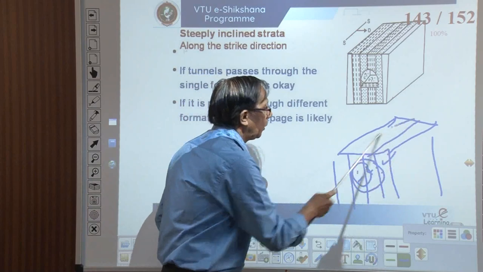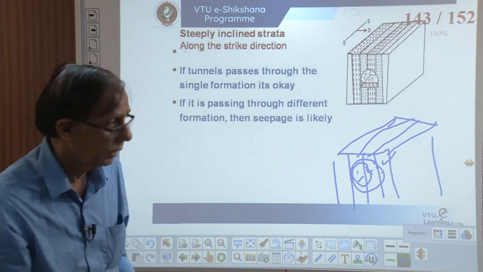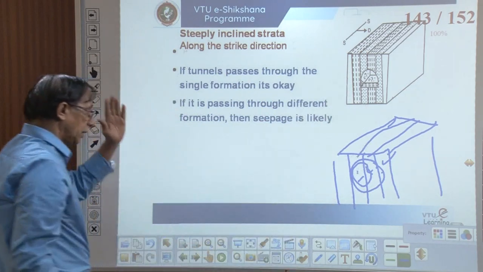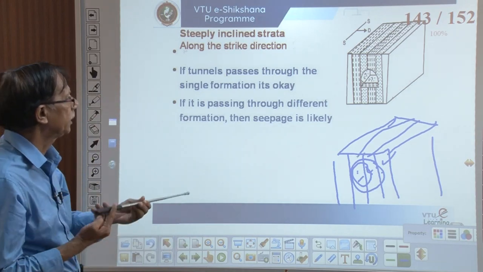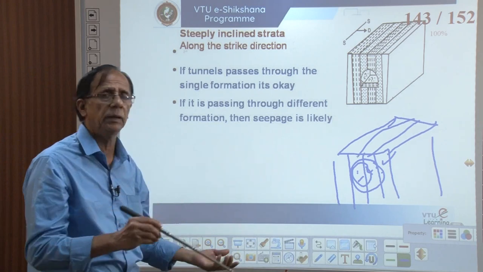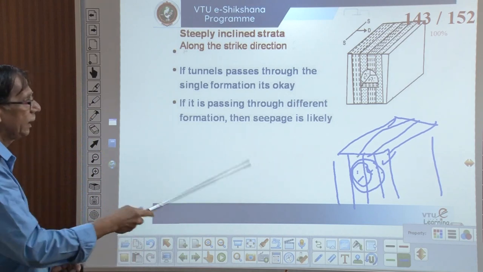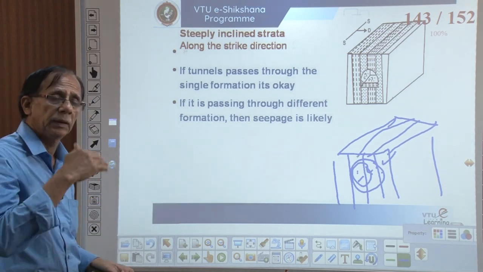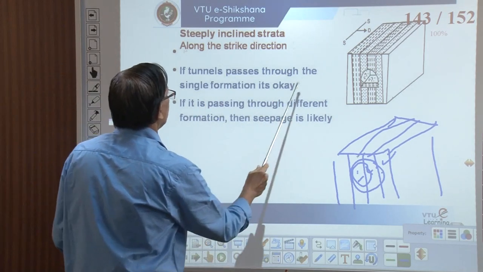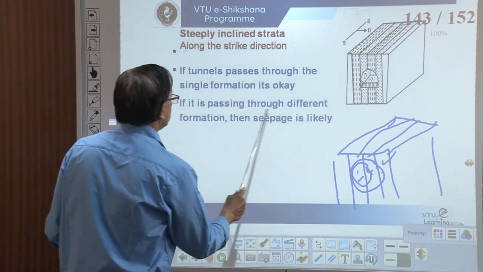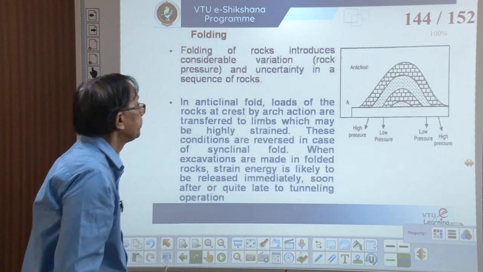Therefore, depending on the thickness of the bedding plane, the project cost and problems may vary, especially when rocks are inclined, at a steep angle, or vertical. A tunnel passing through a single formation is ideal. If it intersects several formations, we have to take precautions, like all those we have mentioned: lining, support, etc. If a tunnel passes through a single rock formation, it's excellent. If it passes through different formations, then seepage is likely, and I have to take care of it.